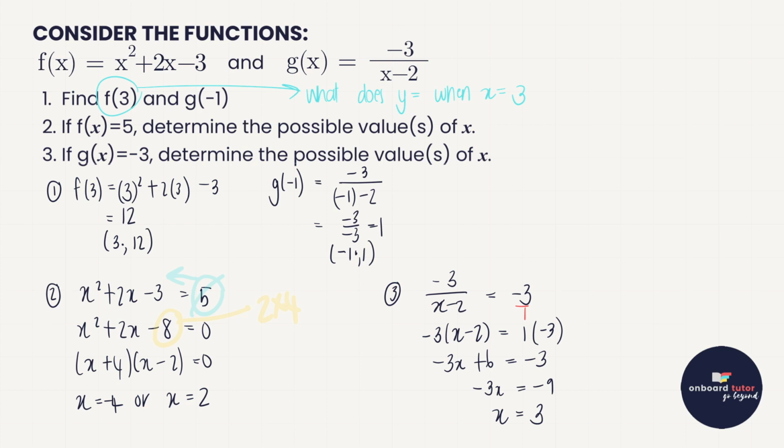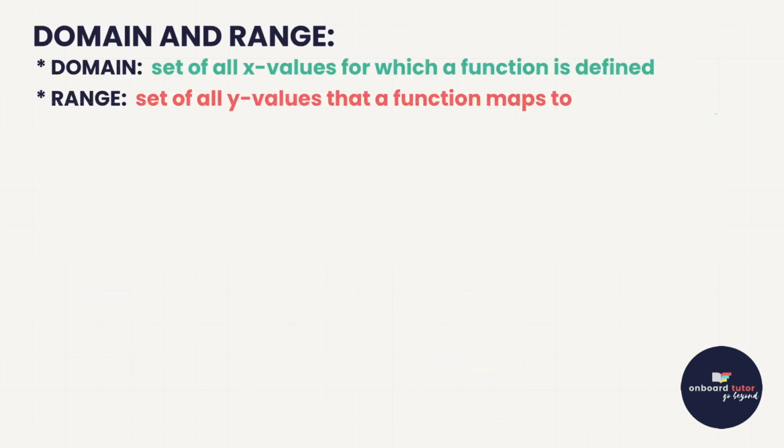So again, we could say 3 maps to a value of minus 3. Or we could write down the coordinates as open bracket 3, semicolon, minus 3, and close the brackets. It's just so important that you are familiar with this function notation as we move into this next section.